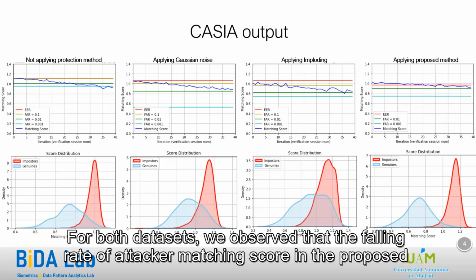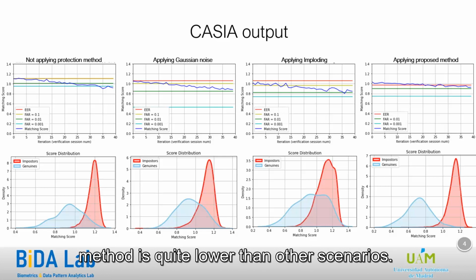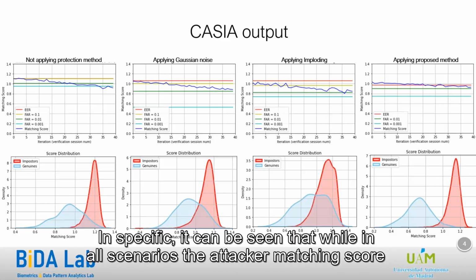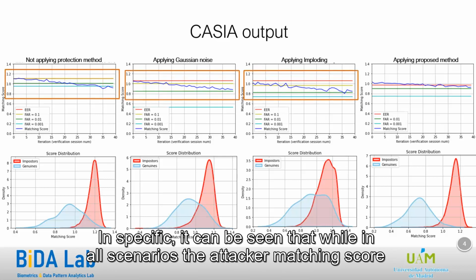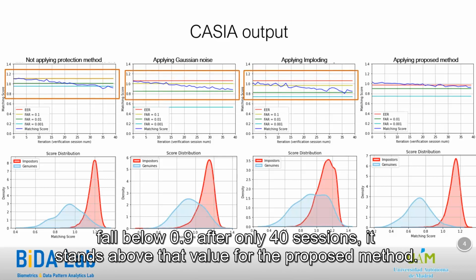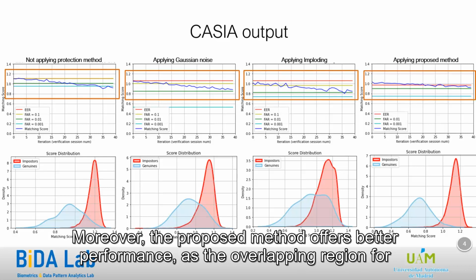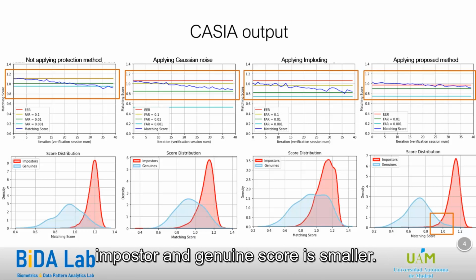For both datasets, we observed that the falling rate of the attacker matching score in the proposed method is quite lower than in other scenarios. Specifically, it can be seen that while in all scenarios the attacker matching score falls below 0.9 after only 40 sessions, it stays above that value for the proposed method. Moreover, the proposed method offers better performance as the overlapping region for imposter and genuine scores is smaller.